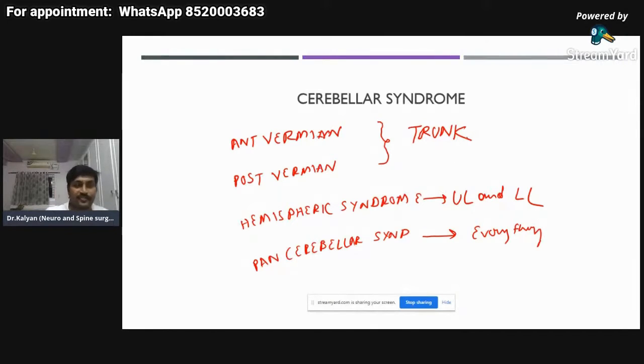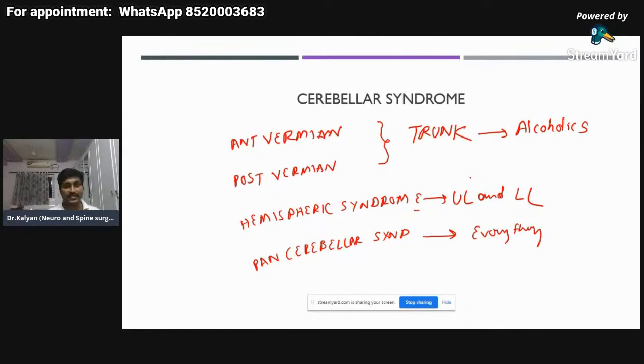So when the trunk is involved, the patient will not be able to sit in the chair. He will be swaying around. This truncal ataxia is common in alcoholics. In alcoholics, the vermis is mainly involved, so it causes the anterior vermis and posterior vermis syndrome, leading to truncal ataxia. In the Vermian syndrome, the limbs are not involved much. Whereas in the hemispheric syndrome, truncal ataxia is not predominant, but the patient will have a tremor in the hand.